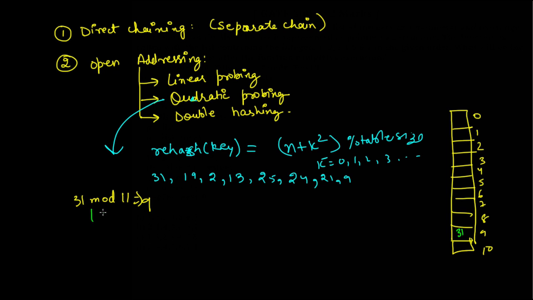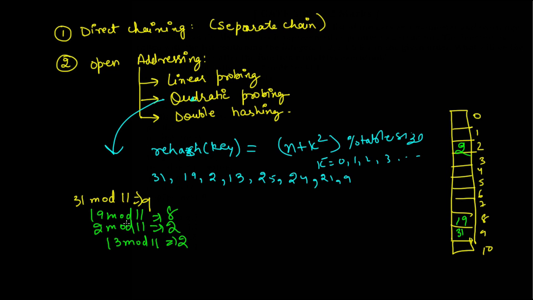Then the second number is 19. 19 mod 11 gives us 8, so 19 will be stored at location 8. The next number is 2. 2 mod 11 gives us 2, so 2 will be stored at index location 2. The next value is 13. We do 13 mod 11 and get the location 2, but there's already a value at index location 2, so we haven't stored this value.